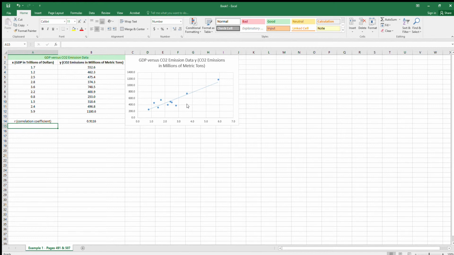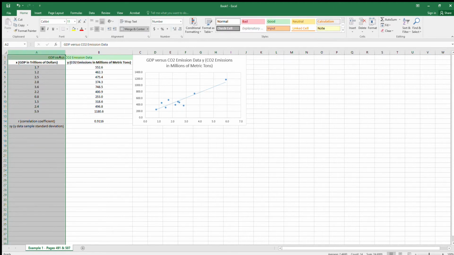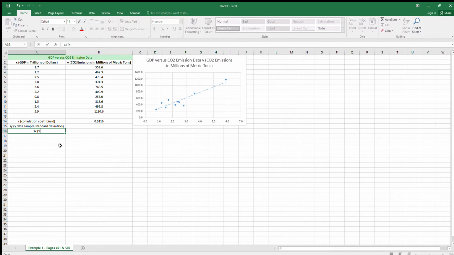Let's calculate the sample standard deviation of the y data. So s_y, and again, we'll write down what this variable stands for: y data sample standard deviation. Okay, so that's that. Okay, s_x, same thing, x data sample standard deviation.